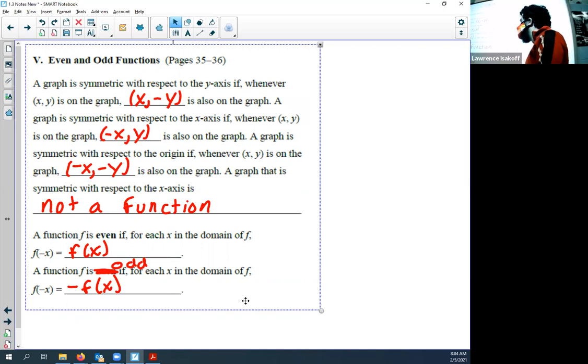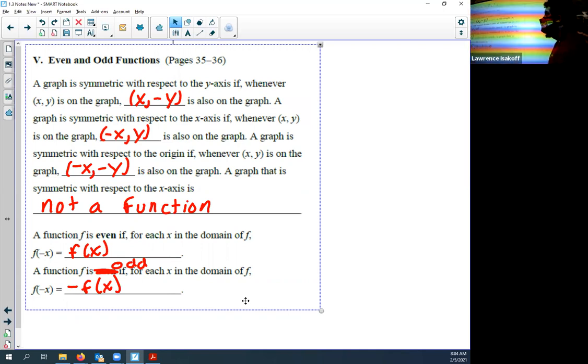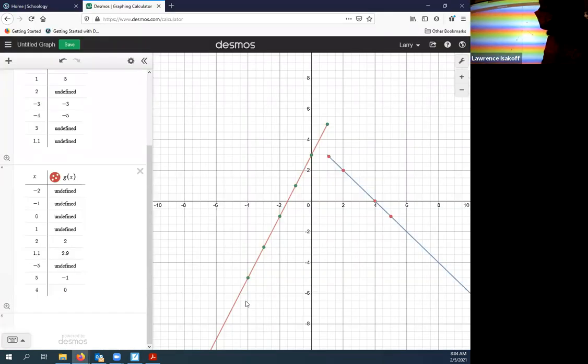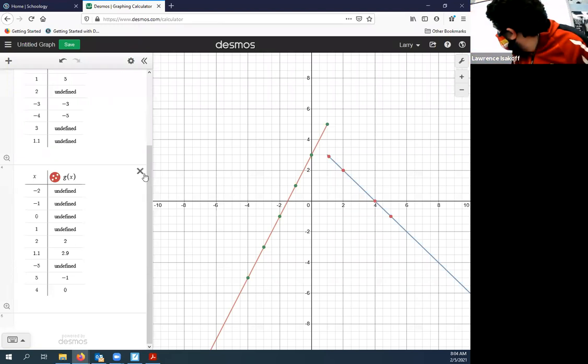So, even and odd functions. A graph that is symmetric about the y-axis is an even function. So an example of an even function, let me pull one up on Desmos. I can delete out this.